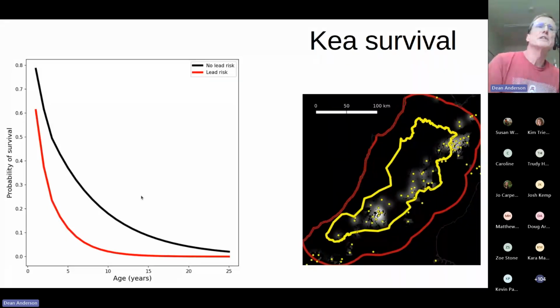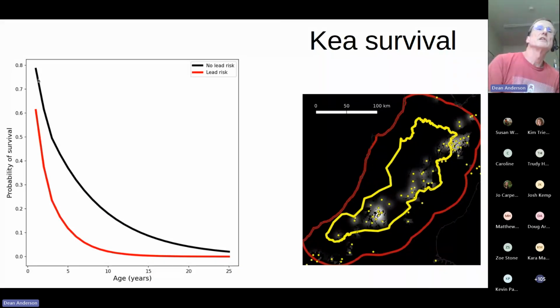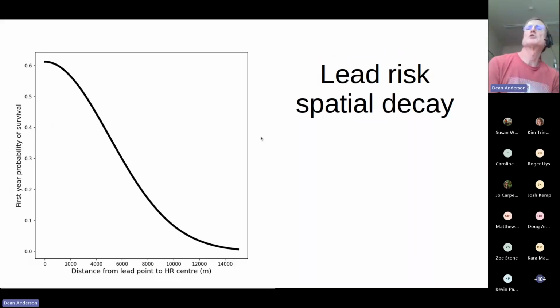So Kia's survival, if you look at this black line, this is the probability of survival with age. Let's look at the black line first. This is Kia survival with age if there is no lead risk. So if there's no lead within its home range, or if there's no lead in the environment. Now this red line shows the probability of survival if an individual happens to have its home range centered on a point lead source. And so the probability of survival decreases rapidly over time.